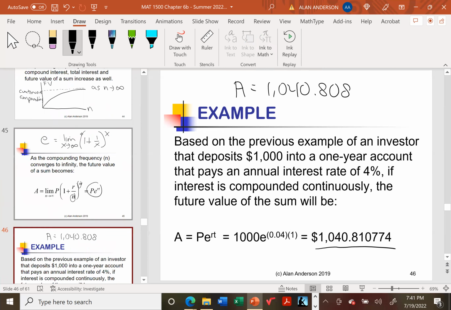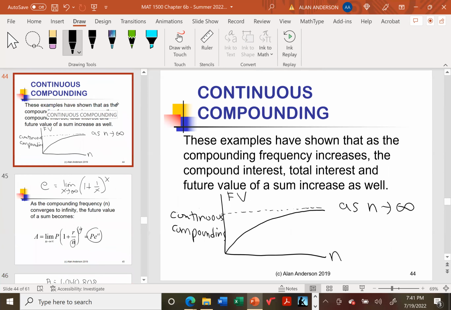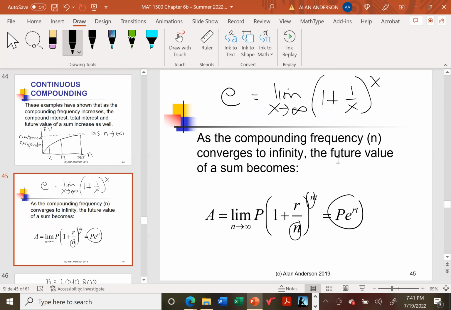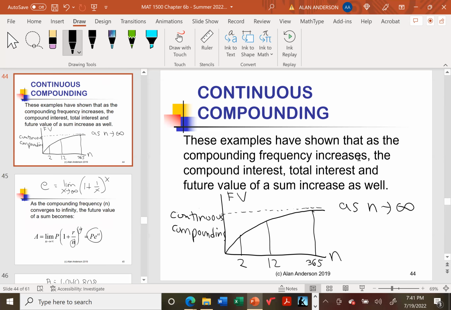But that doesn't surprise us when we look at this graph. Imagine that, let's say, for example, this is 365. You can see we're getting awfully close to that asymptote right there. So as we keep going past that point, the change is very, very minimal. It's down here when you see the biggest changes, like from 2 to 12, that can be a very significant difference. But once we get past 12 even, the change is not very dramatic. So continuous compounding can be thought of as the limiting case as the frequency of compounding goes to infinity.